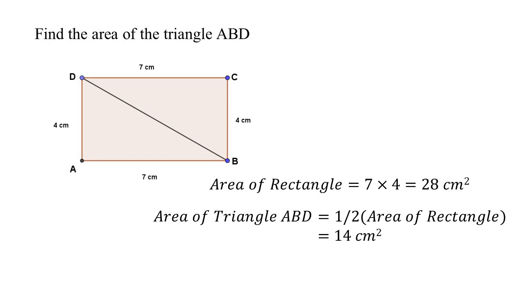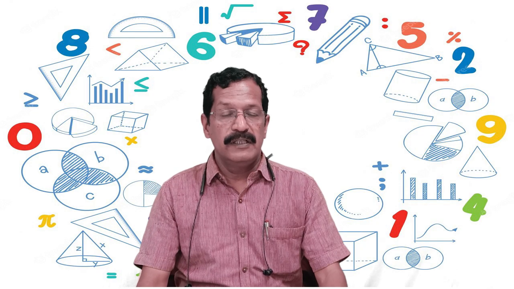Now what is area of rectangle here? Area of rectangle is equal to length 7 centimeter, breadth 4 centimeter, 7 into 4. That is 28 centimeter square. So what about the area of triangle ABD? It is half of area of rectangle and that is half of 28, that is 14 centimeter square. So quite simple. Let us discuss the types of angles.